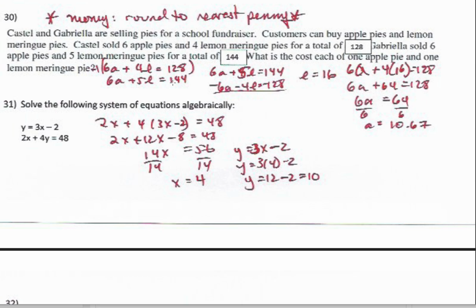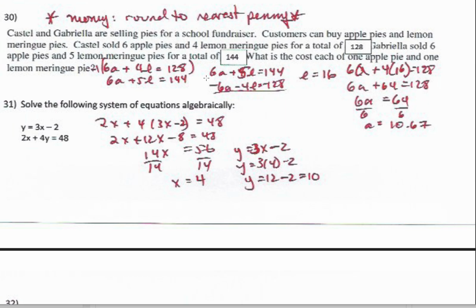Now, I can eliminate either variable. I'm going to eliminate the a's, so I'm going to multiply the top one by a negative 1. And then I'm actually going to put it on the bottom because it's a little easier to follow that way. So negative 1 times 6a is negative 6a. Negative 1 times 4l is negative 4l. Negative 1 times 128 is negative 128. So that might be a little confusing, but I distributed a negative 1. I think you can follow that.